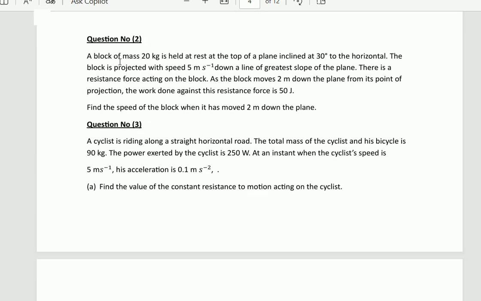For question number 2, a block of mass 20 kg is held at rest at the top of a plane inclined at 30 degrees to the horizontal. The block is projected with speed 5 meters per second down the line of greatest slope of the plane. There is a resistance force acting on the block. As the block moves 2 meters down the plane from its point of projection, the work done against the resistance force is 50 joules. Find the speed of the block when it has moved 2 meters down the plane.